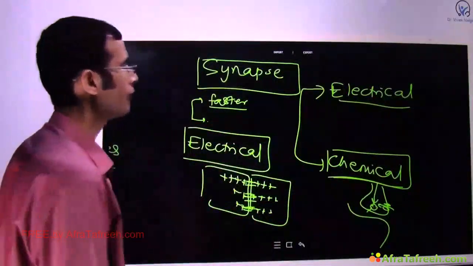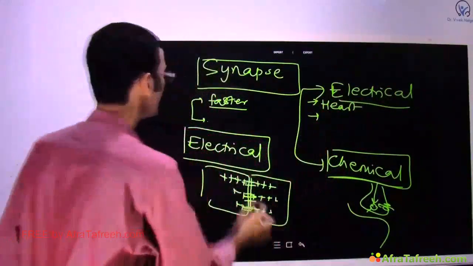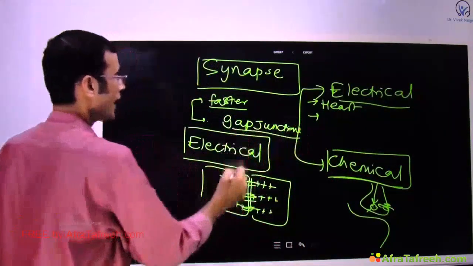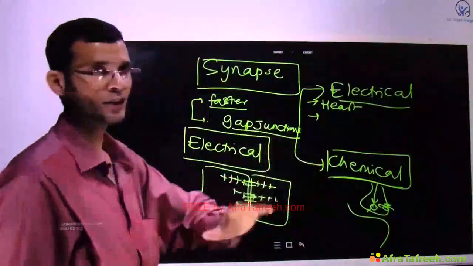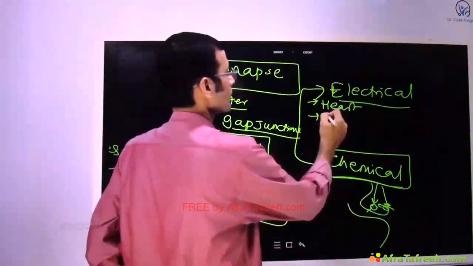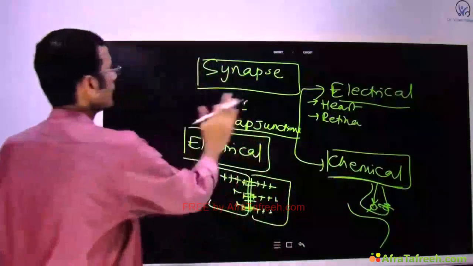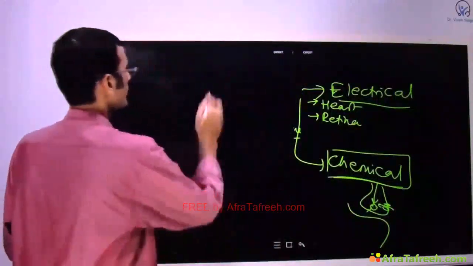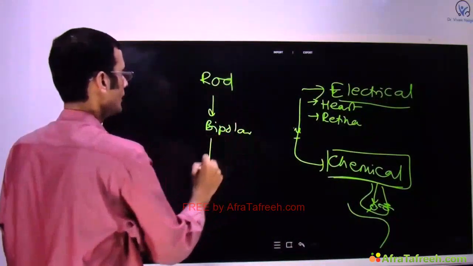Although electrical synapses are very few, for instance, the heart has these gap junctions. Basically, electrical synapse means presence of gap junctions, so that there is a direct spread of charges from one cell to the next. So the heart has such electrical synapses, or if we are talking about the CNS, then the retina has electrical synapses. You see, the retina has these circuits. There is a rod in the retina, then a bipolar cell, and then a ganglion cell.